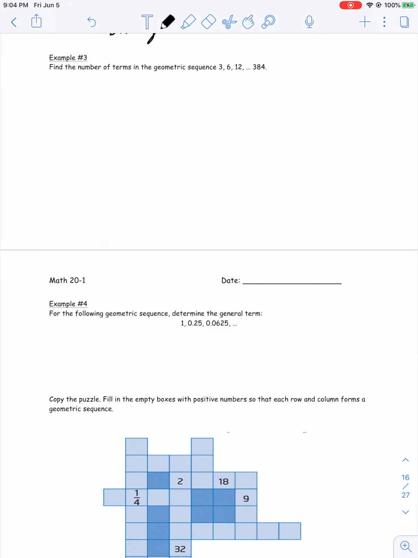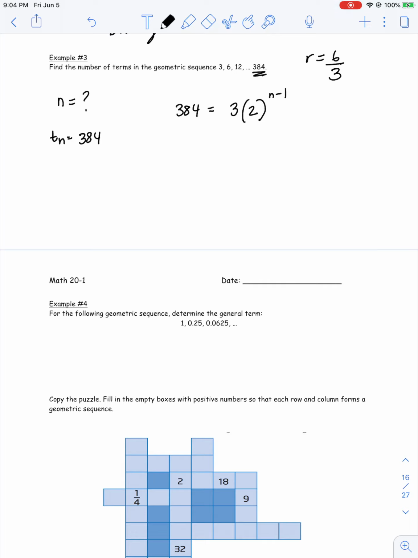Example number 3, they want to know what our n is. So how many terms are there in the sequence? Well, we know that Tn is what is in that last spot. Well, the last spot has 384. So our answer is 384, which is our Tn. Then we put always our T1 times our common ratio. r is equal to 6 divided by 3, so term 2 divided by term 1, which is 2. And then that's to the power of n minus 1.